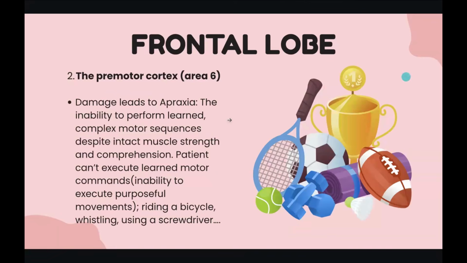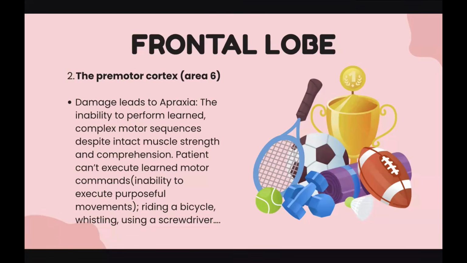All right. Damage to this area will lead to apraxia, which is the inability to perform learned complex motor sequences despite intact muscle strength and comprehension. So the muscles would be normally fine, anatomy-wise and structure-wise, and they work well. It's just that that part of the brain does not work properly to help the person execute their learned or acquired motor commands that they had before.